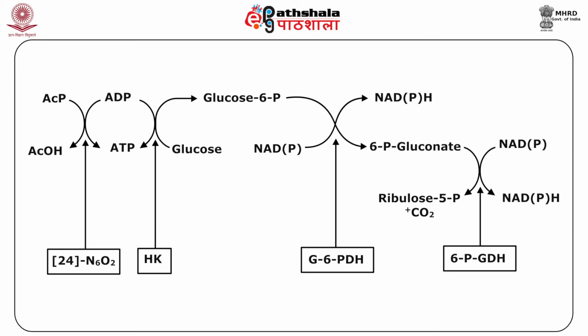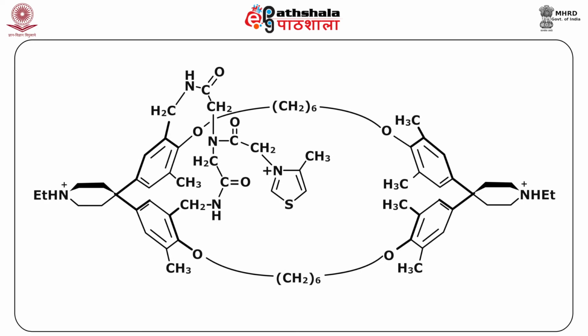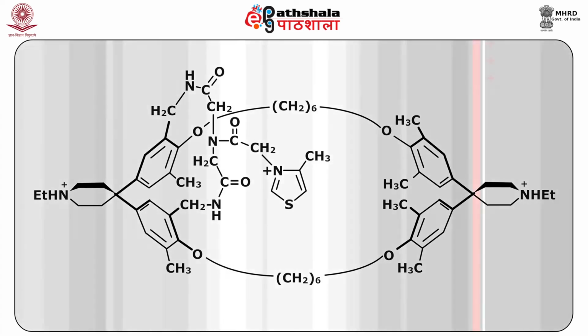Now, you can see here the 24N6O2 ACP molecule, the magnesium 2+ cations and the ADP, and the enzymes hexokinase (HK), glucose 6-phosphate dehydrogenase (G6PDH) and 6-phosphogluconate dehydrogenase, that is 6PGDH. In the next figure, you will see the ternary catalytic species and the macrobicyclic thiazolium cyclophane.